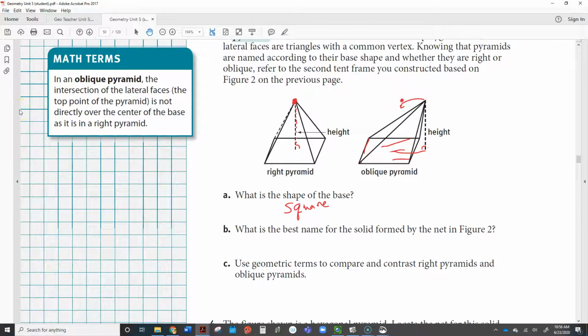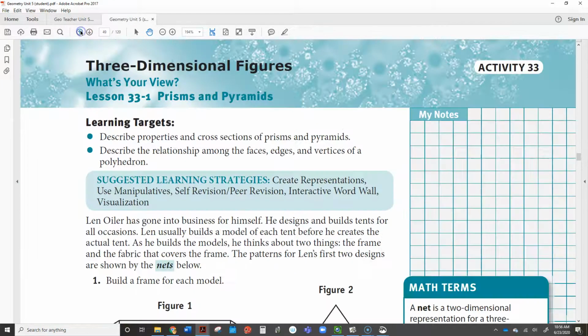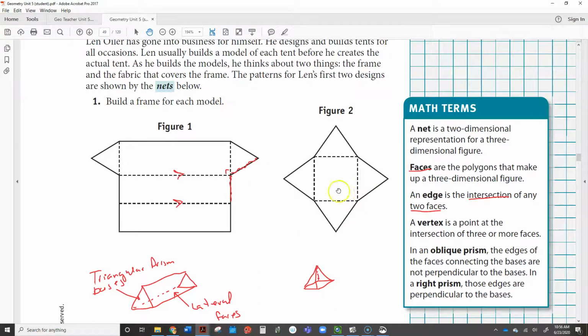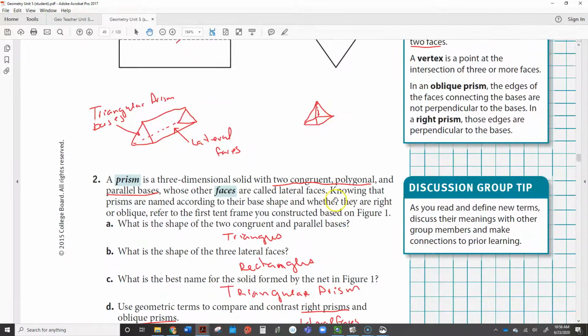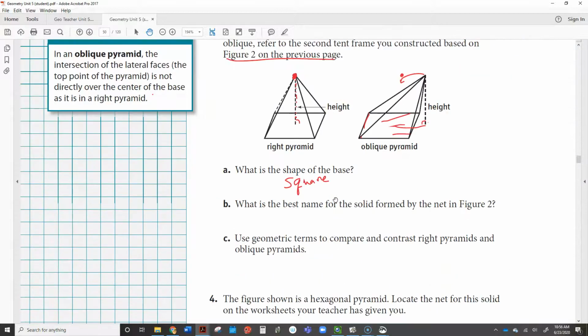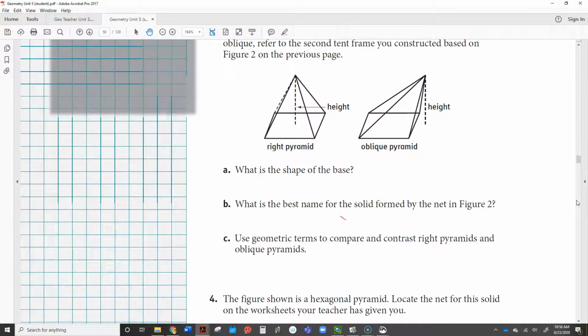It says an oblique pyramid, the intersection of the lateral faces, the top point is not directly above the center. That's what I just said. What's the best name for the solid formed in figure 2? And figure 2 was on the previous page. So that was this one right here. So that was a square pyramid.